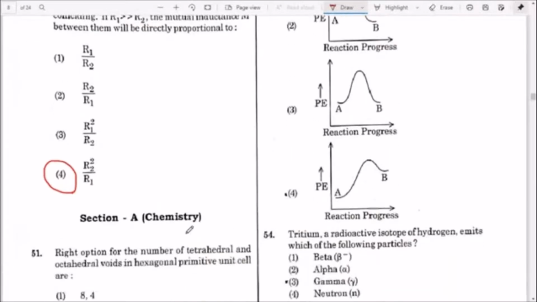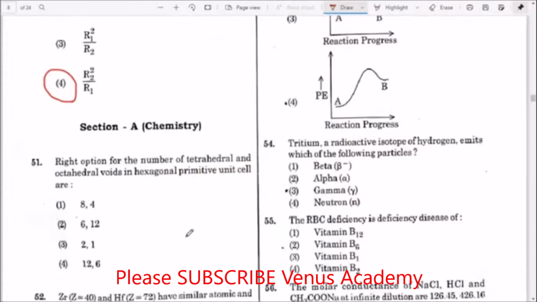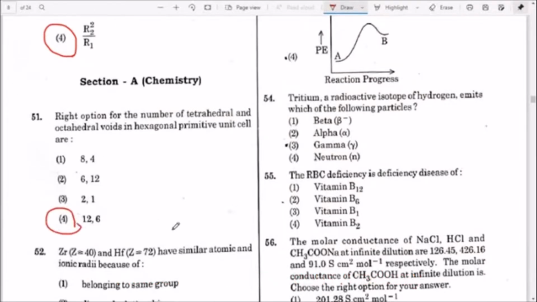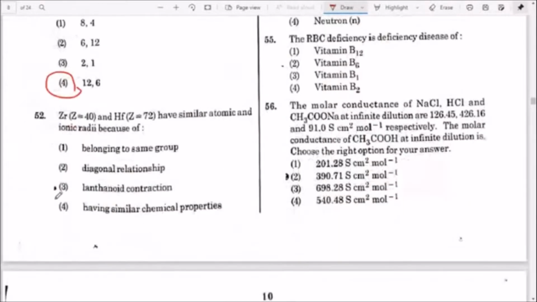Next, section A, chemistry. The right option for the number of tetrahedral and octahedral voids in hexagonal primitive unit cell are 12 and 6. Option number 4 is correct option, students. Zirconium, that is atomic number 40, and hafnium, atomic number 72, have similar atomic and ionic radii because of lanthanide contraction. Lanthanide contraction. So please remember, students.